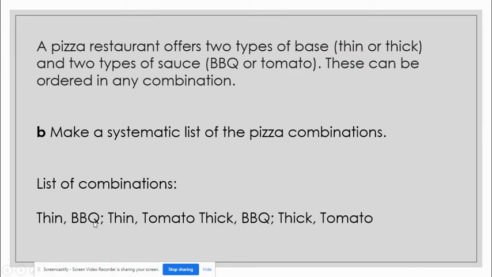Okay, there we go. Thin barbecue, and you see that's a semicolon. That's differentiating it from thin tomato, then thick barbecue, and then thick tomato. So make sure you put your semicolons, or just put them underneath each other so we know what the difference is.